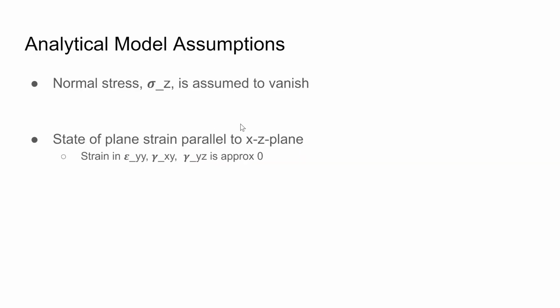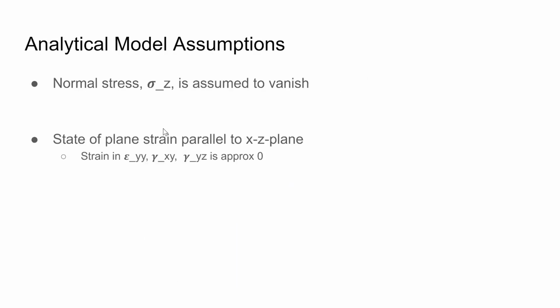So the analytical model assumes that the normal stress vanishes, so the stress sigma z vanishes, and that there is a state of plane strain parallel to the xz plane, so that the strains epsilon yy and gamma xy, gamma yz are approximately 0. That is what the analytical model assumes, and if we apply it to a geometry that holds these assumptions, the analytical model is valid and fits real experiment values.